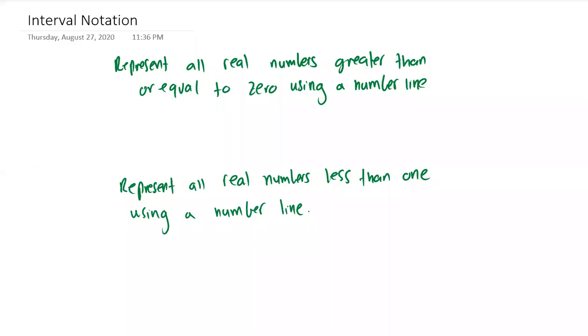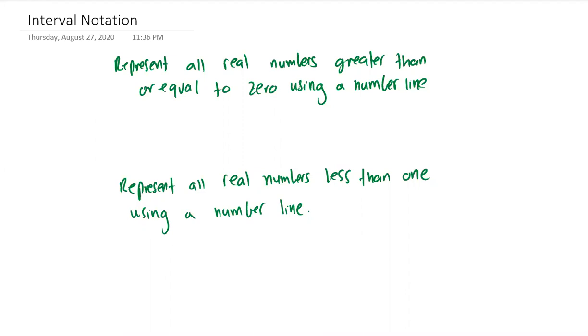Hello. Now that we have seen how to find the domain of a function, what I'm going to show you now is different ways in which we can write the domain of a function. So far, we've been writing the domain using set notation. I'm going to show you how to write the domain of a function using interval notation. So let's do it here with an example.